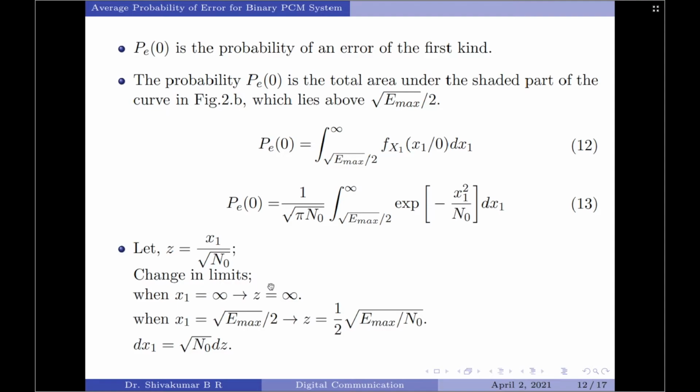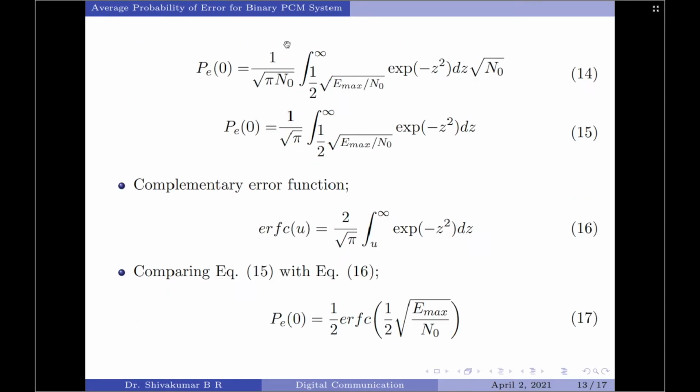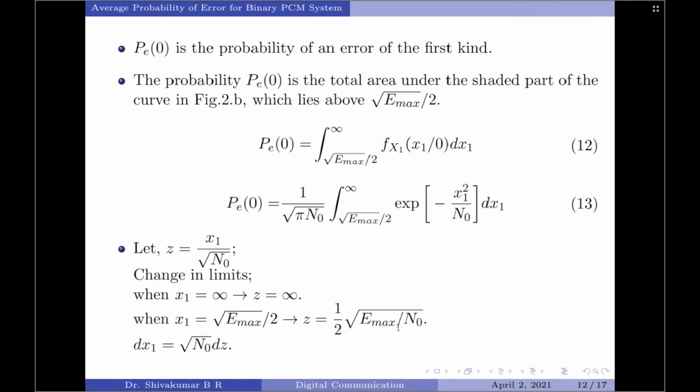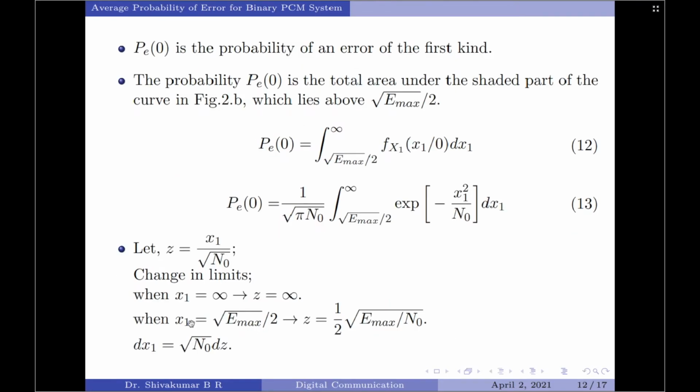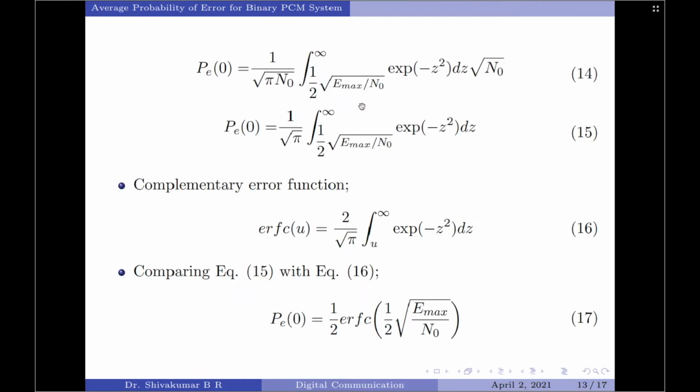Now let us substitute all these values back into equation 13 and write a new expression for Pe of 0, which is given by 1 by square root of pi n0 into the integral. The lower limit is now 1 by 2 into root of Emax by n0, which we found here. The upper limit is anyhow infinity, so it is replaced as it is, into exponential of minus z square into dx1, which is written as dz into root of n0, which we found here. So this is our new expression.